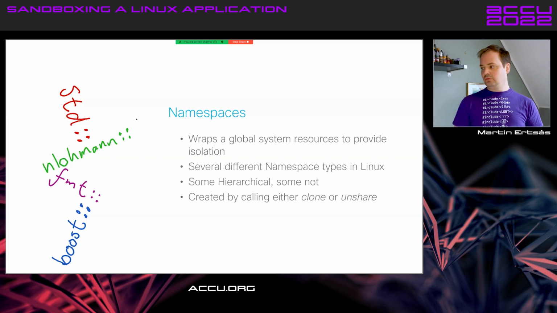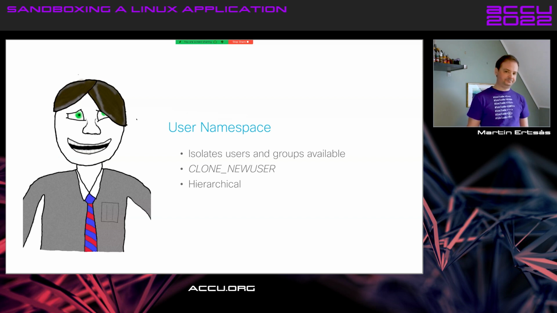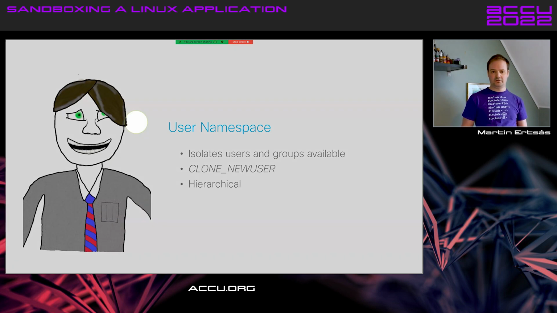I'm only going to look into a few namespaces here. If you are making a proper sandbox, you should consider all of them. You might not need all of them, but you should at least consider all of them. And the first namespace we'll look at is the user namespace. Now, the user namespace is a way of isolating the user and group IDs. Basically, you can use it to get a different range of user IDs and group IDs. And you enter it by using clone new user.